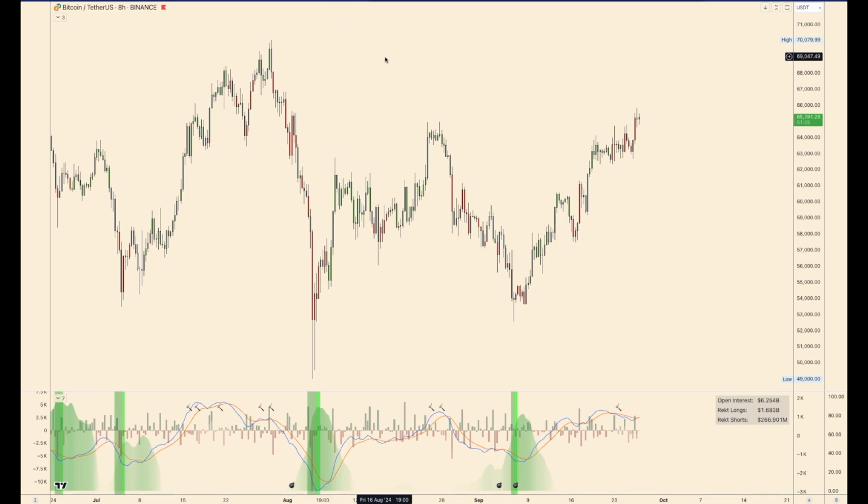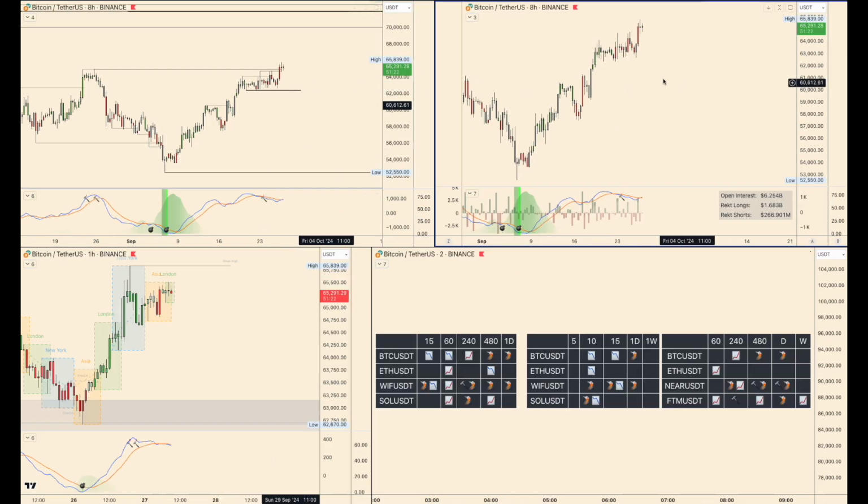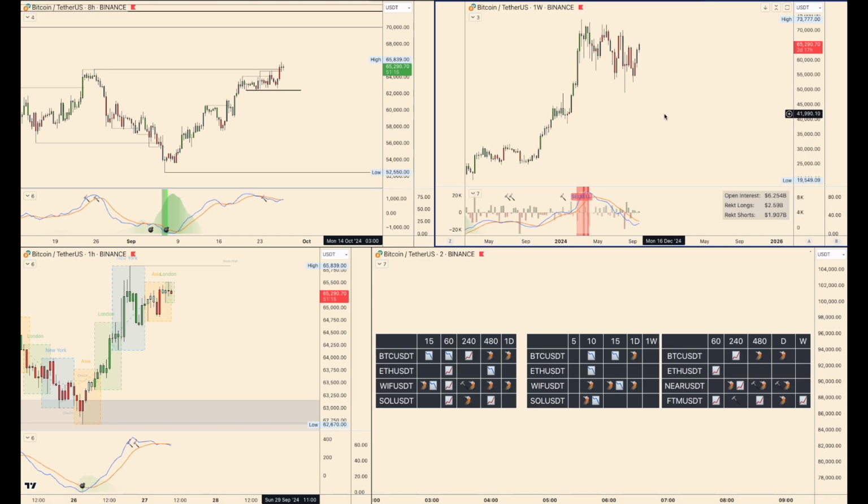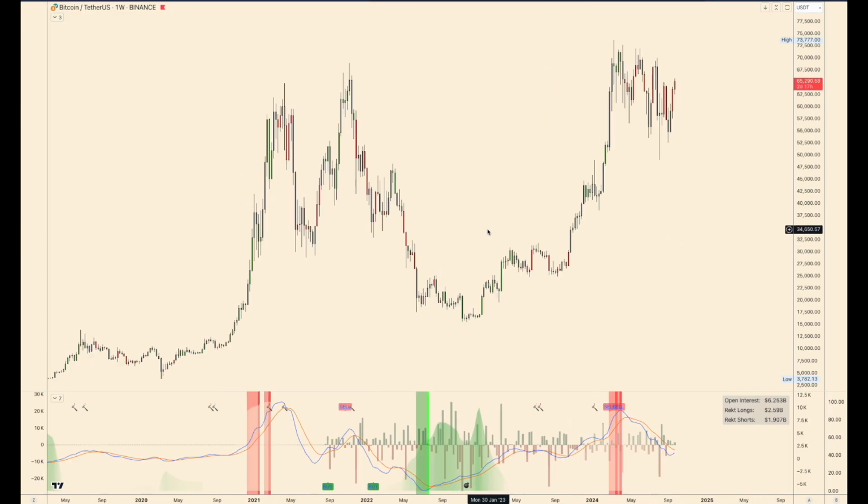So let's start off with looking at a few things here. I think we should start with Bitcoin on the weekly. There's a lot of stuff to talk about. So let's begin with a few simple things here.